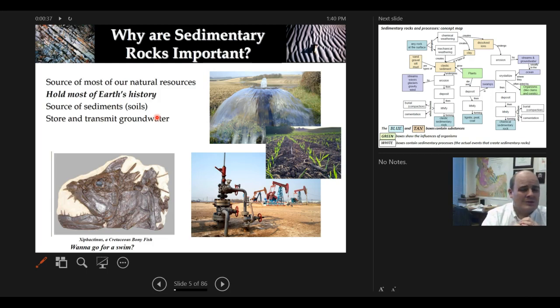They're also a source of our soils that we grow all of our crops from, right? The broken down rocks within the soil give us all the nutrients that we need within those crops.